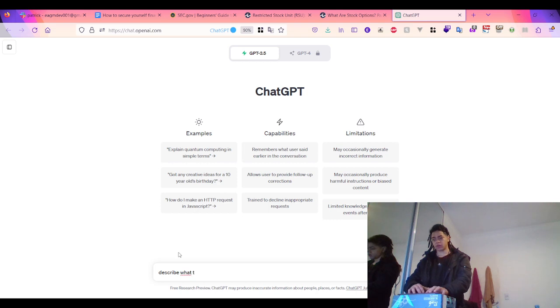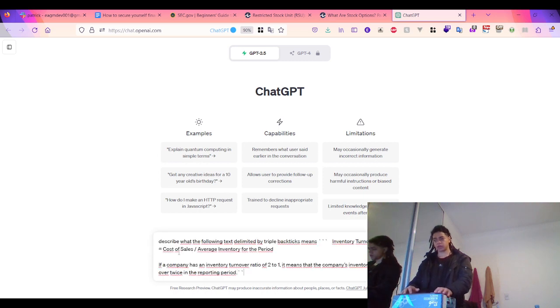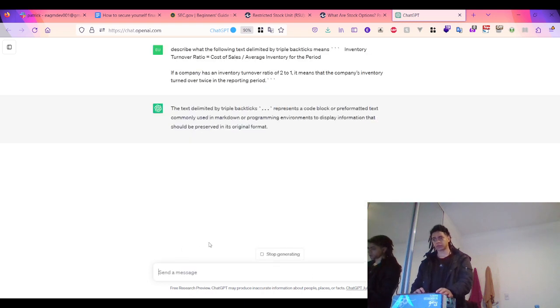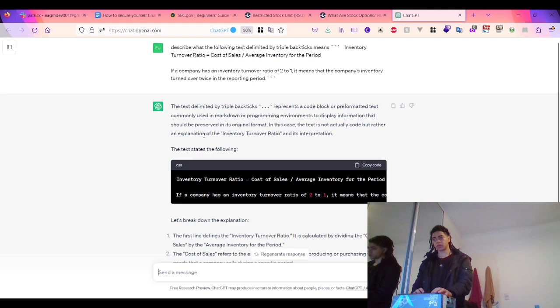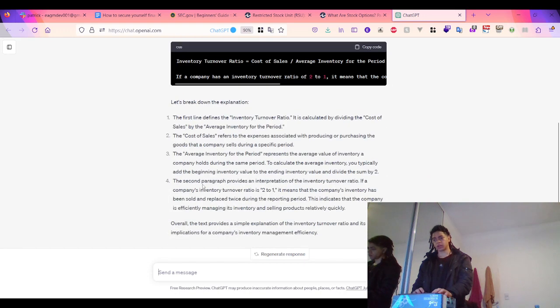Describe what the following text delimited by triple backticks means. What the hell?